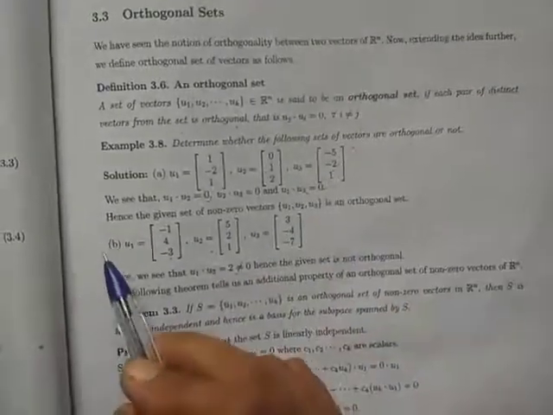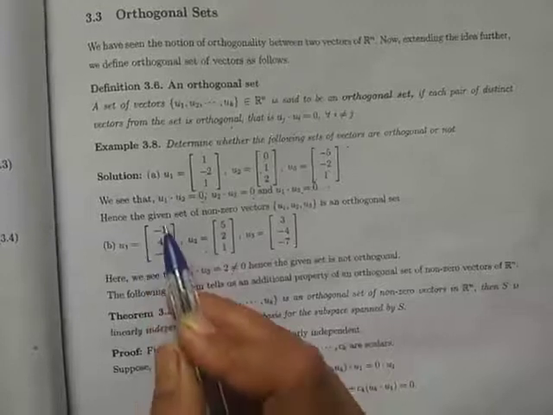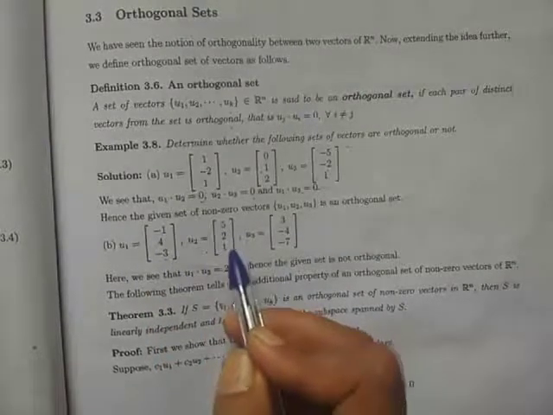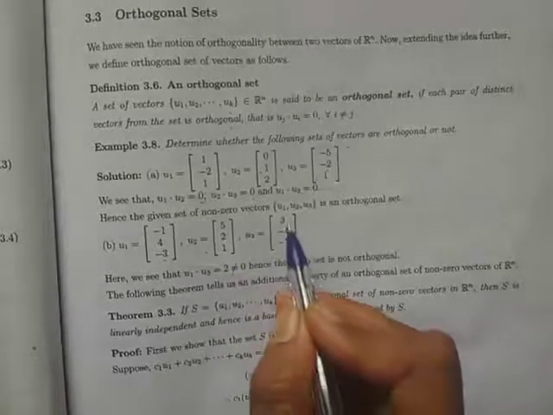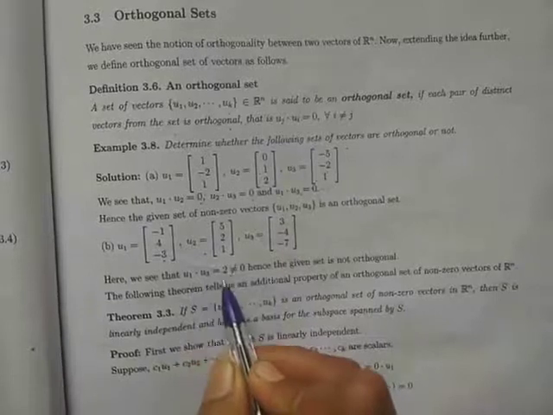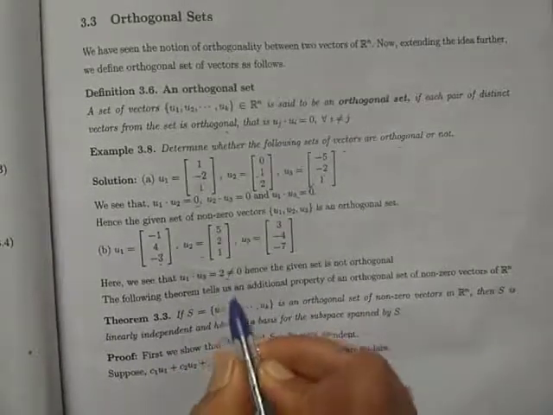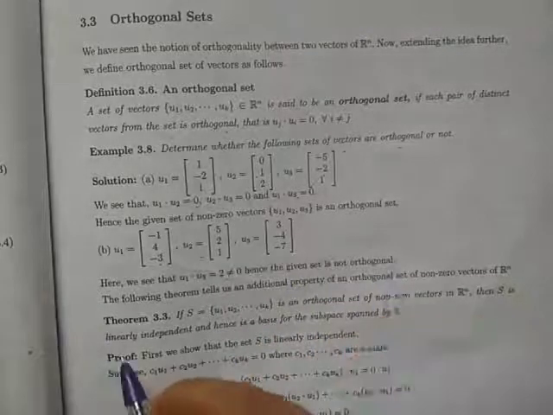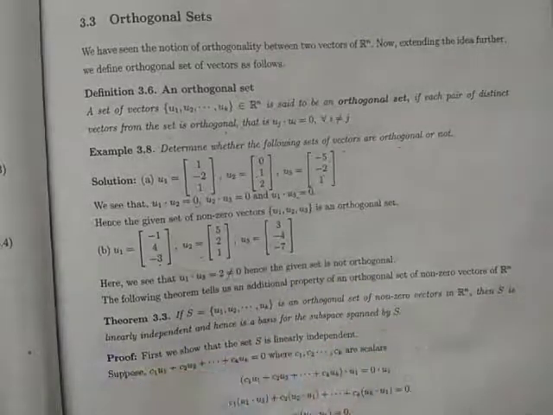Okay, let us see this. u1 equals vector minus 1, 4, minus 3; u2 equals vector 5, 2, 1; u3 equals vector 3, minus 4, minus 7. Here we see that u1 dot u2 equals 2, which is not equal to 0, hence the given set is not orthogonal. Okay, let us see a theorem.